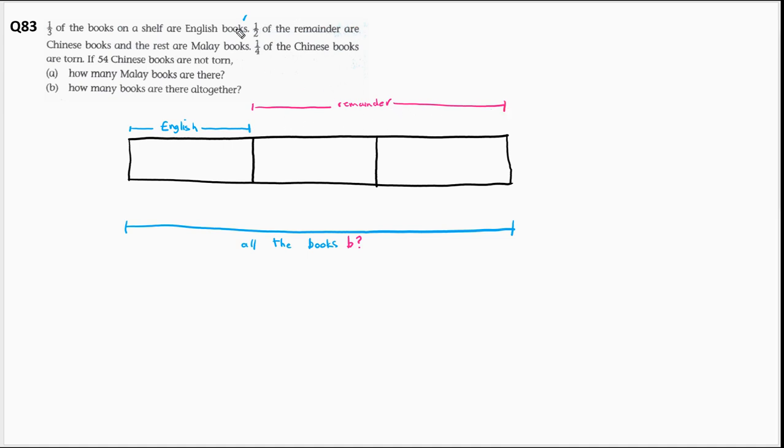And it says half of them are Chinese books. Well, this remainder, you can see, is split into half. There's 2 equal parts to this remainder. So that means that one of them here represents the Chinese books. Okay, and it says the rest are Malay. So these must be the Malay books.